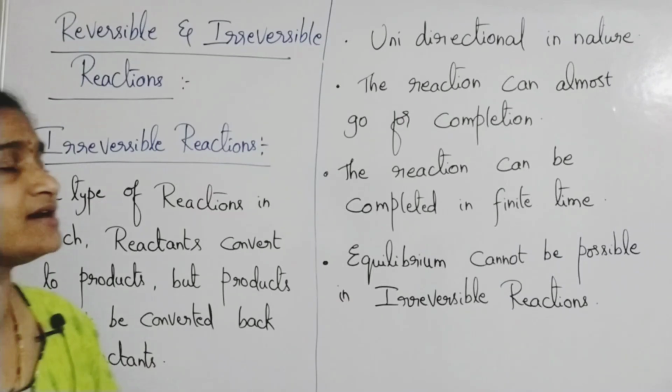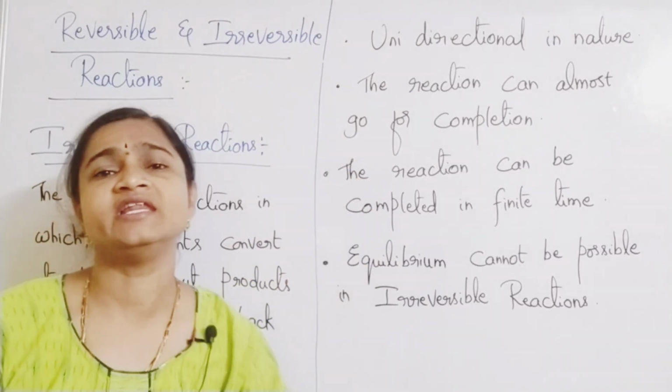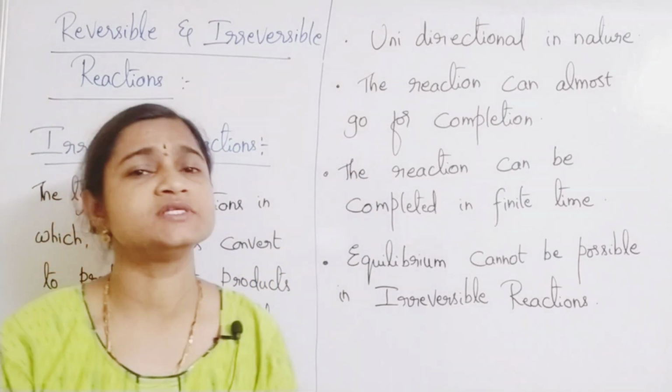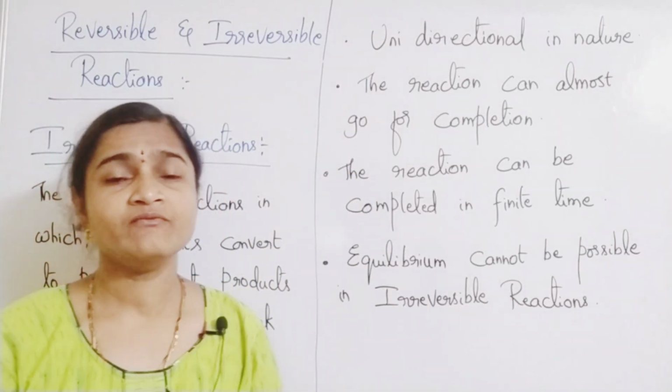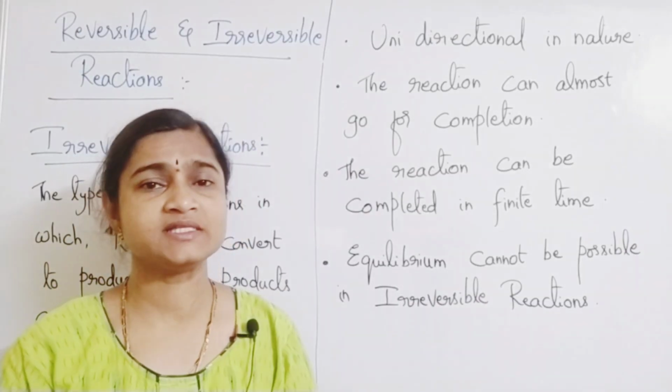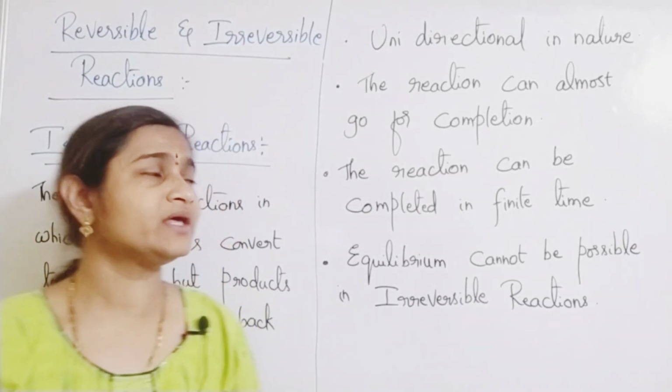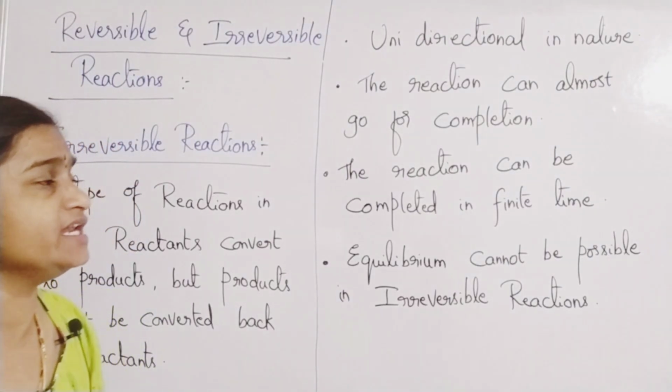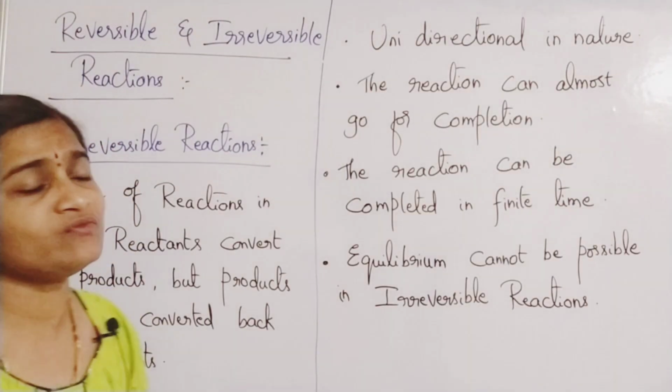If you go for the characteristics, they are unidirectional in nature. That means they proceed in a single direction only. A single direction will be represented with an arrow, from the reactant side to the product side. So they are unidirectional in nature. The reaction can almost go for completion.